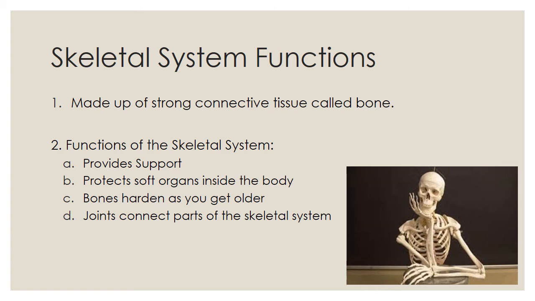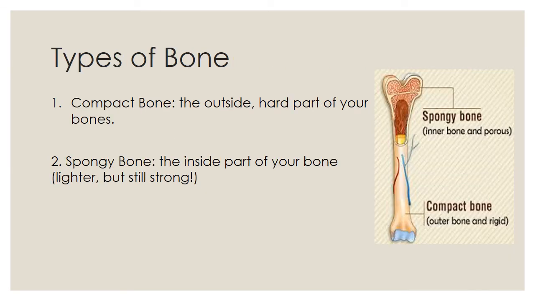There's two different main types of bone. There's compact bone and spongy bone. The compact bone is the outside, harder part of your bone. So if you look at the diagram, you can see that, the outside part. And the spongy bone is the inside part. It's called spongy bone because it's porous, meaning it's like a sponge.